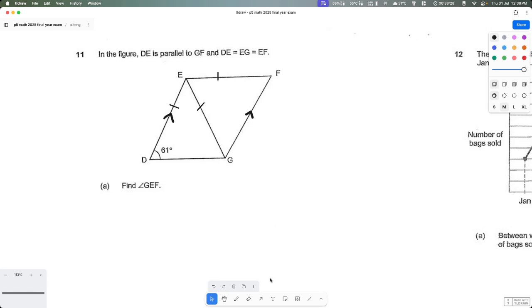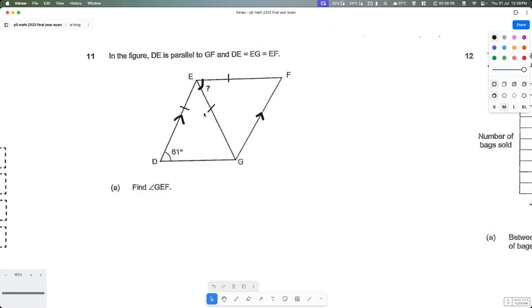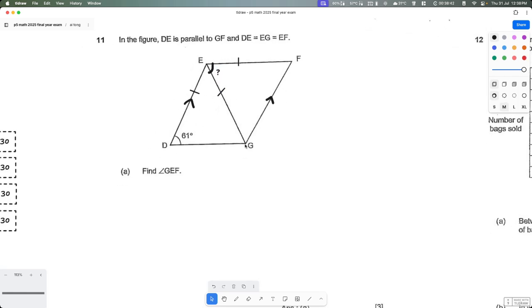So I'm going to draw the line over here. What is GEF in this case? So since we know, I marked it down already, what you can do is that you know it is an isosceles triangle. So since angle EDG is 61 degrees, that means angle EDG is equal to angle EGD.